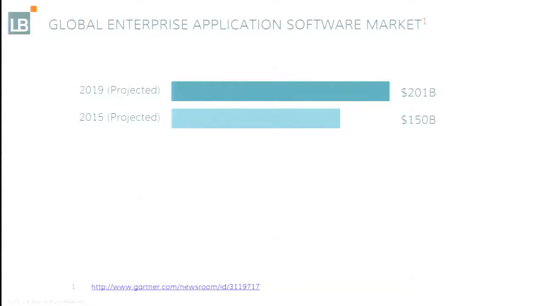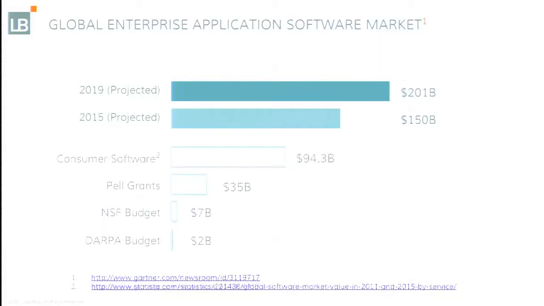To just put these numbers in context, the global consumer software market is only about $94 billion. So the enterprise market is over 50% larger. The United States Federal Student Loan Program, the Pell Grants, is only $35 billion. NSF, where some of you might get your research funding, is $7 billion yearly, and DARPA is only about $2 billion. And this is all to say the enterprise software market is huge, though you may not be very familiar with it.